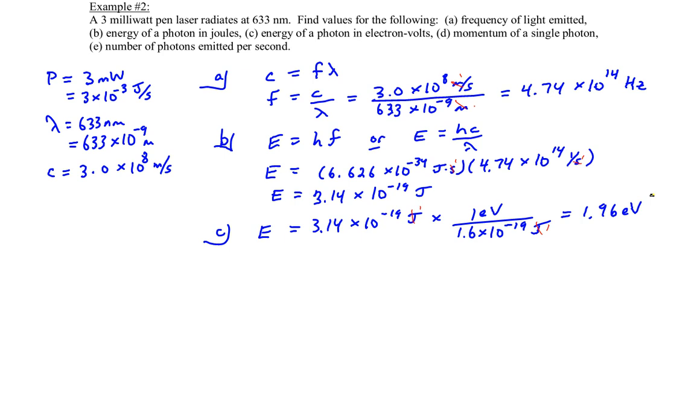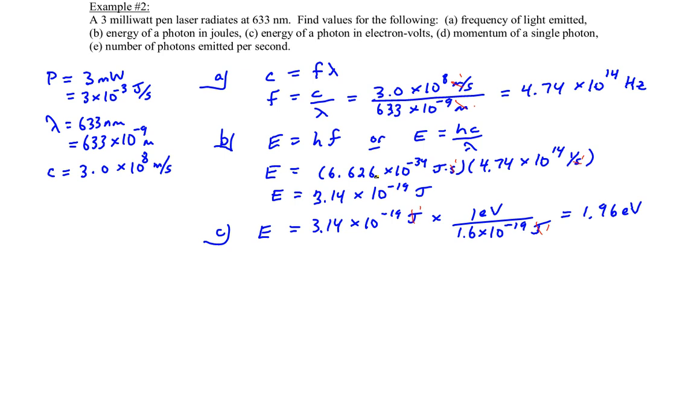Lots of ways of getting this answer too. You could have gone back and used E equals hf and just used the h value that involves electron volts times seconds. That's, I believe, 4.136 times 10 to the power negative 15 electron volt seconds. It's up to you how you do it.